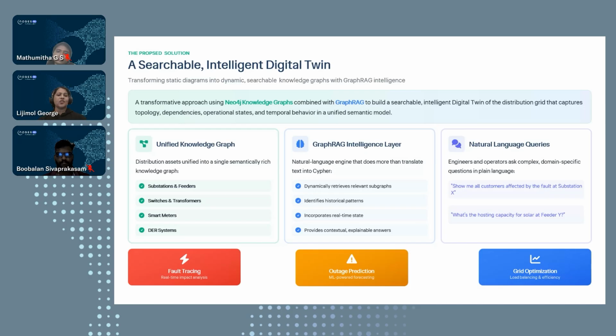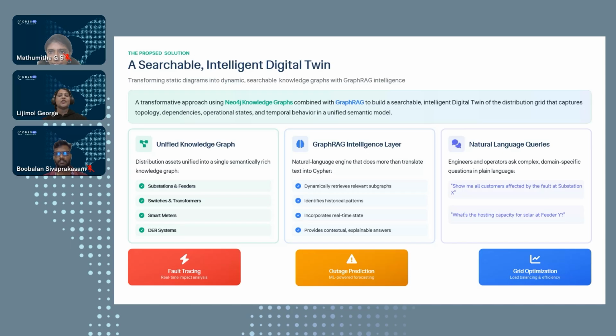In the unified knowledge graph, distribution assets are unified into a single semantically rich knowledge graph. The assets include substations, feeders, switches, transformers, smart meters, etc. We can configure any asset into our unified knowledge graph. Once we build the semantic knowledge graph, we build the GraphRAG intelligence layer on top of that. Here we can dynamically retrieve relevant subgraphs. It identifies historical patterns, incorporates real-time state, and also provides contextual, explainable answers.